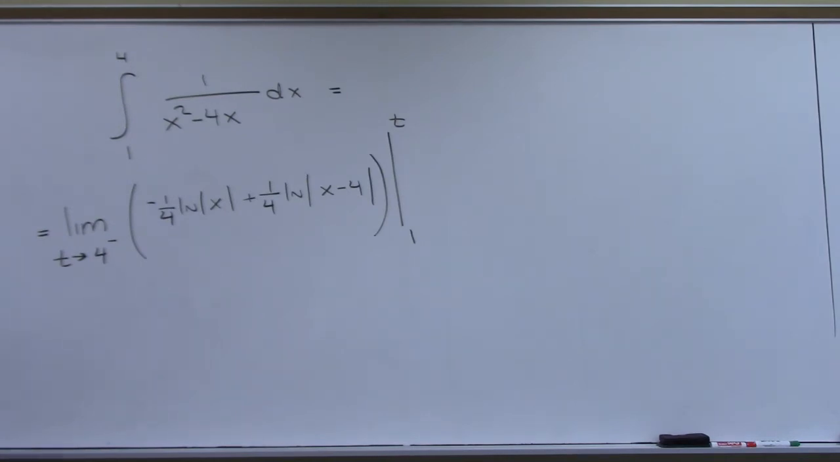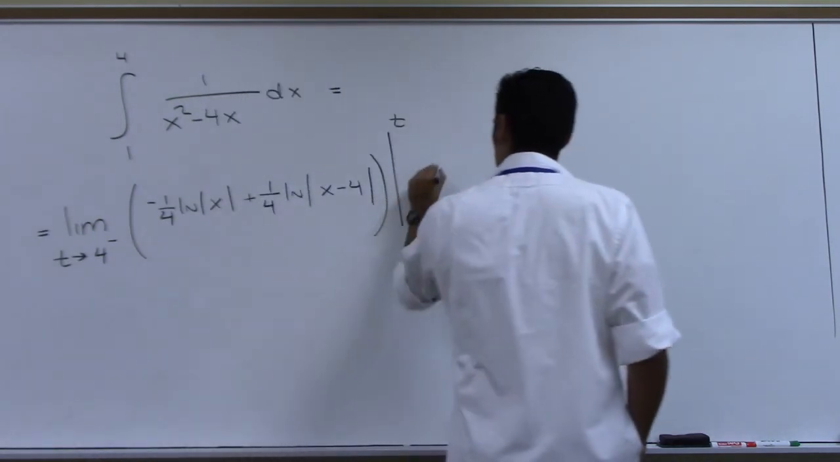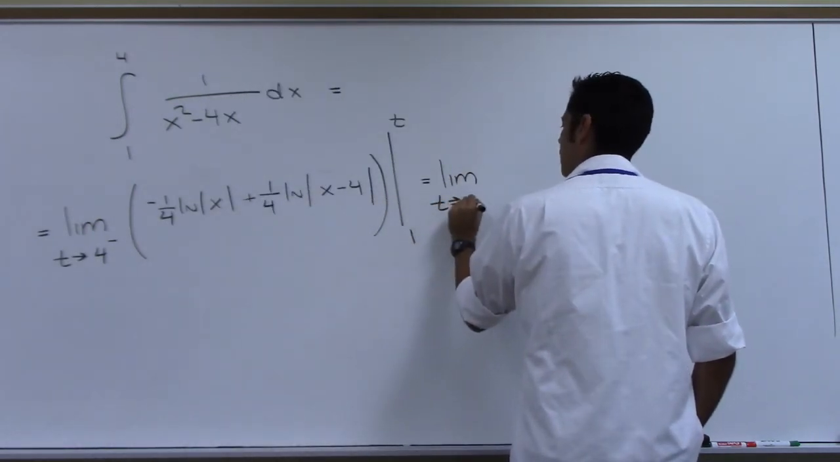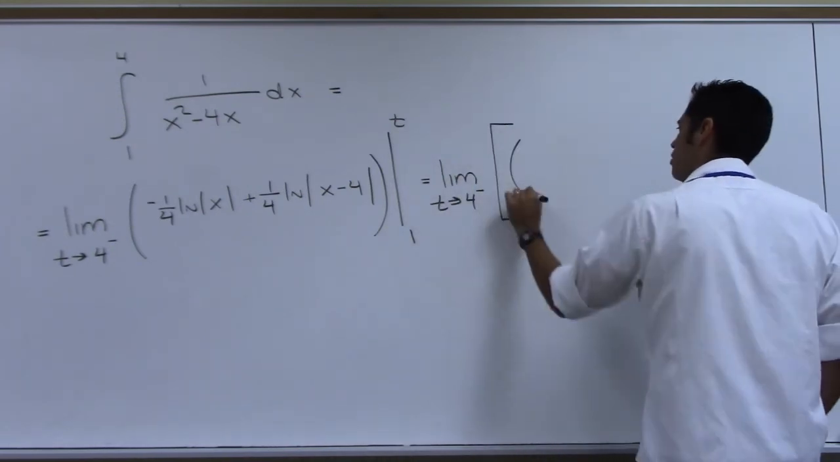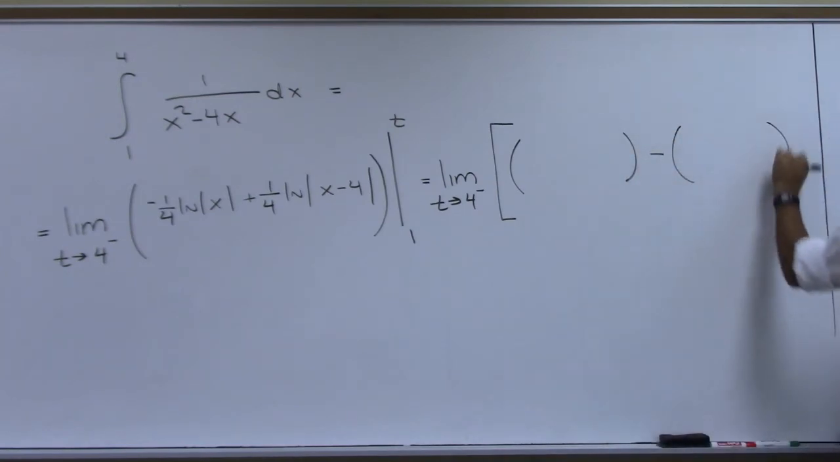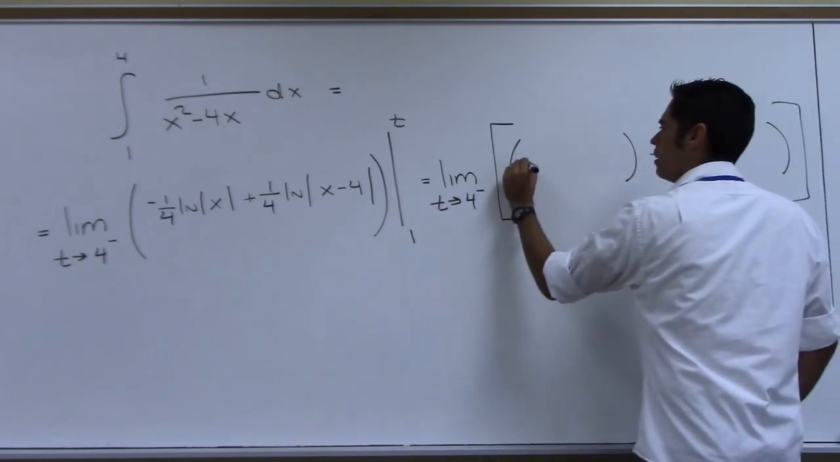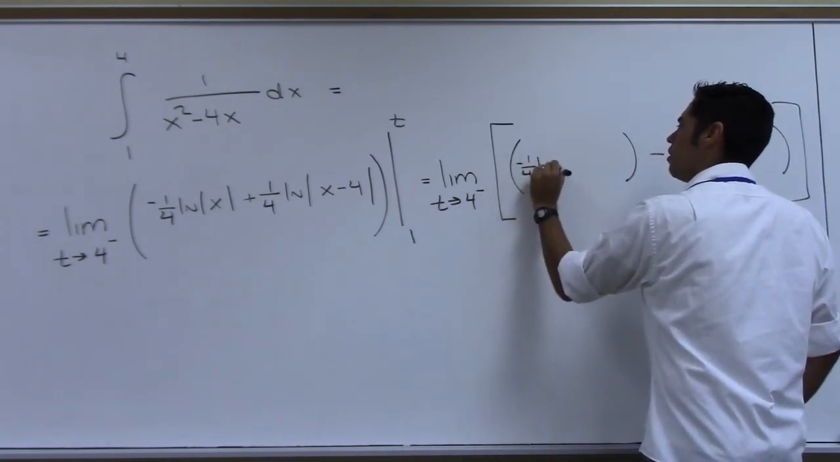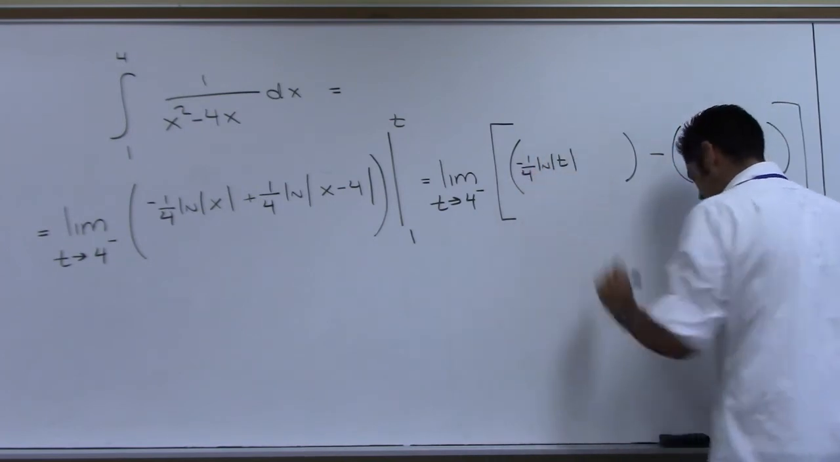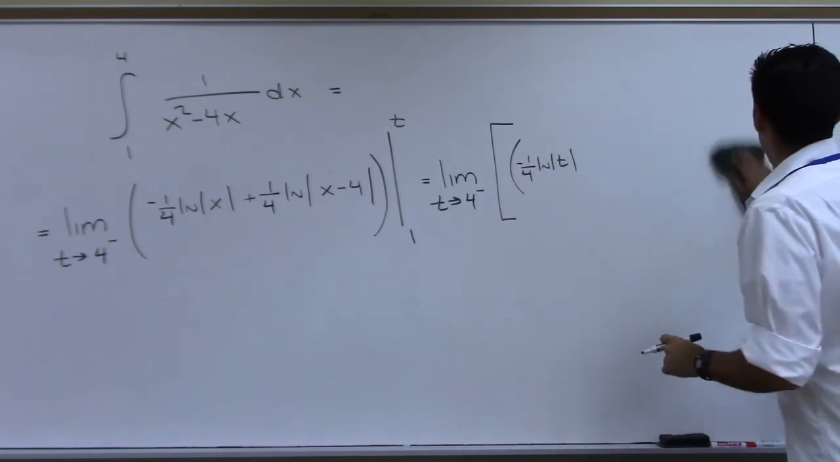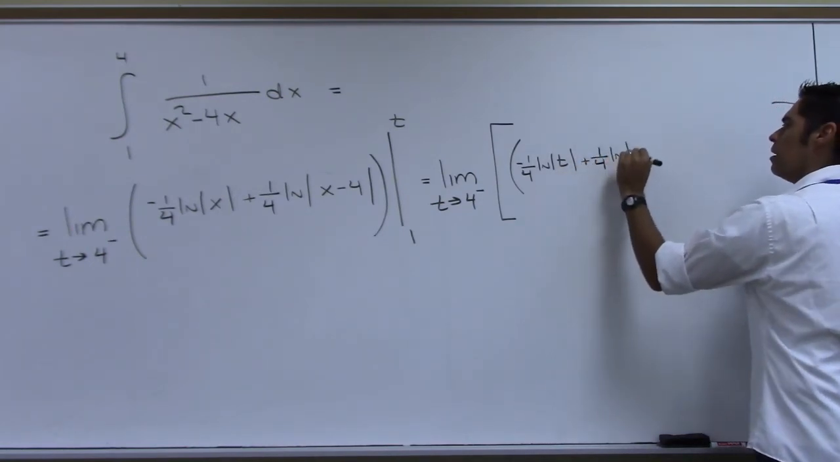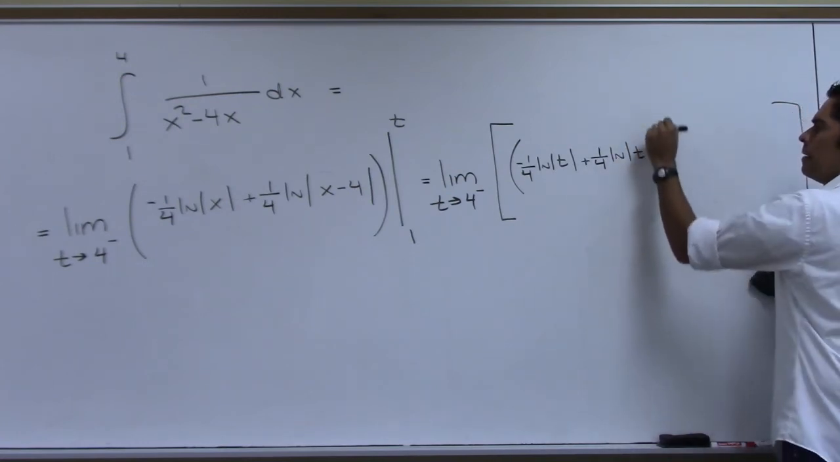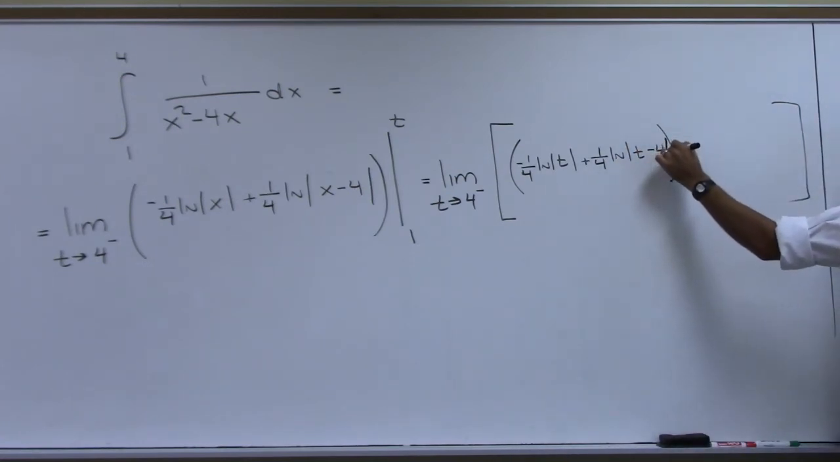All right, let's plug in the two things. Limit as t goes to 4 from the left. And then I have my two sets of parentheses. This might get kind of tight here. Plug in t first. Negative 1/4 natural log t. I'm going to have to erase some stuff. Plus 1/4 natural log of t minus 4. That's what I get when I plug in t.